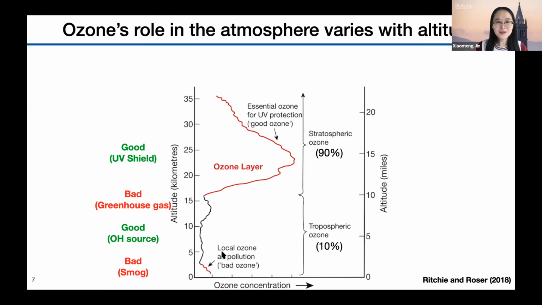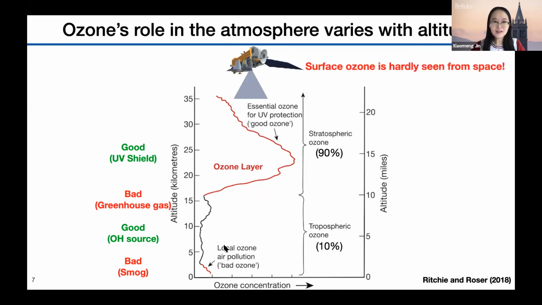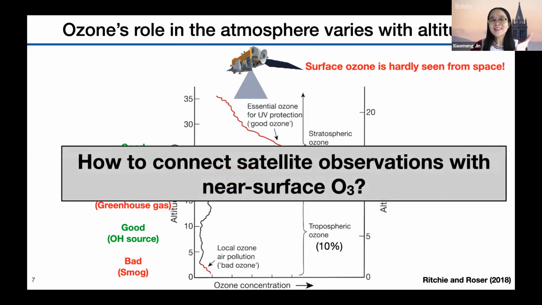So back to remote sensing, we know that while satellite instruments can retrieve the total column of ozone, more than 90% of ozone resides in the ozone layer. So the contribution of the near-surface ozone is just too small to be detectable with current satellite instruments. This then brings the question of how we can connect satellite observations with near-surface ozone.